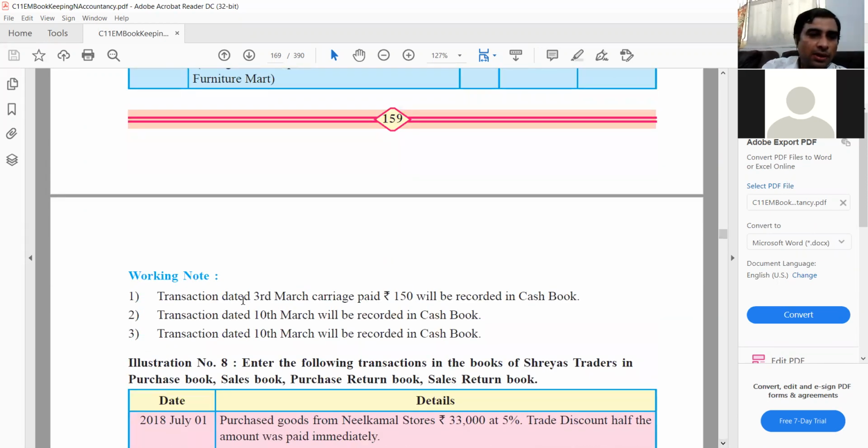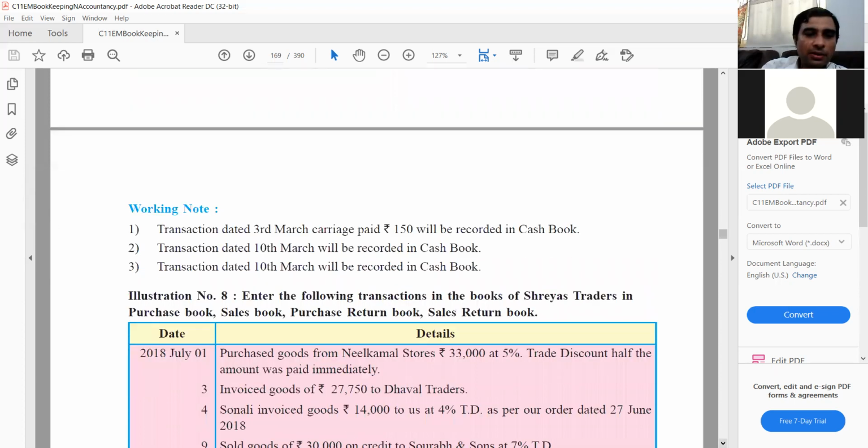Working notes. The transaction dated 3rd March will be recorded in the cash book. If you remember, I said that that will come in the cash book, the 150 rupees paid for transport. And the transactions dated 10th March were both purchase and sales in cash. So they will also appear in the cash book.